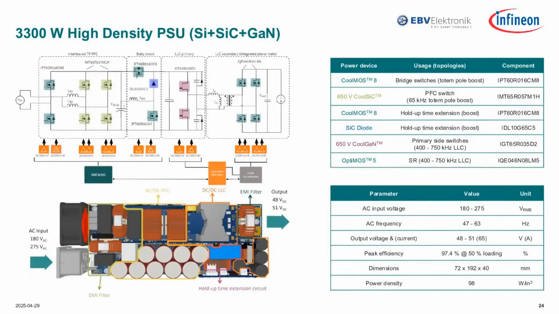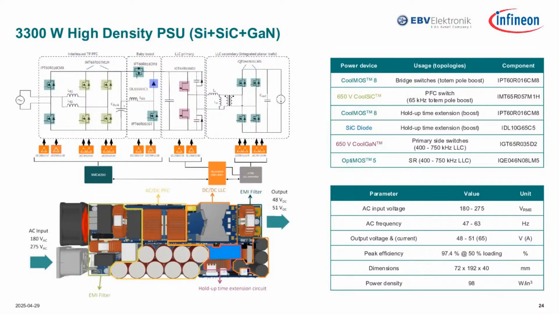So let us move to some medium power, looking for high power density, a very typical 3.3 kilowatt server power or telecom rectifier. How do we select our device in the different stages? Here you can see that we have a totem pole PFC stage, and then a small boost converter, and then a half bridge LLC converter.